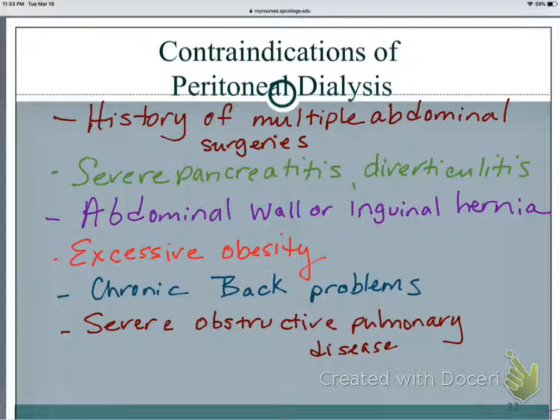Hernias, abdominal or inguinal hernias, if they're excessively obese, if they have bad chronic back problems, because it can cause some back problems, right? And also chronic obstructive pulmonary disease, COPD. It's also going to press on your diaphragm. We're going to talk about that. So if they're already having trouble breathing, then probably they wouldn't be good candidates for peritoneal dialysis. You guys good? Okay.